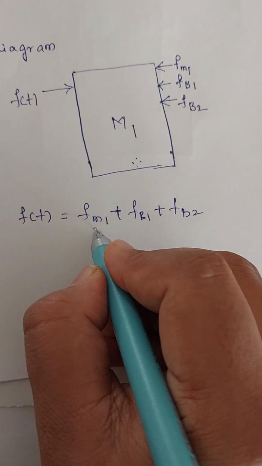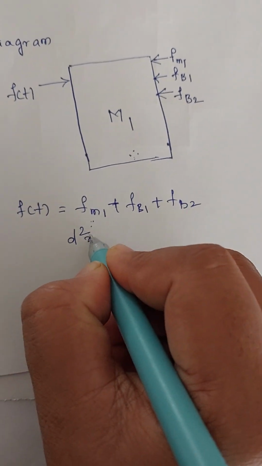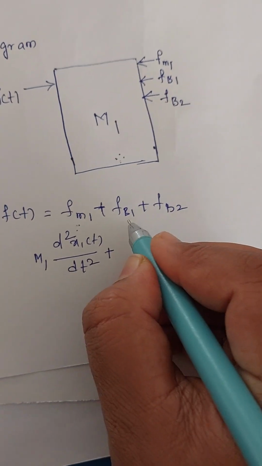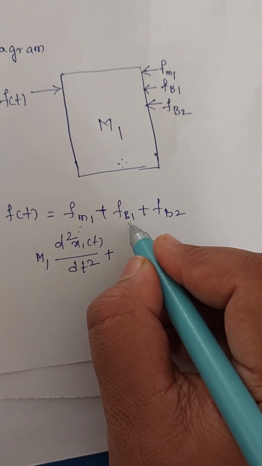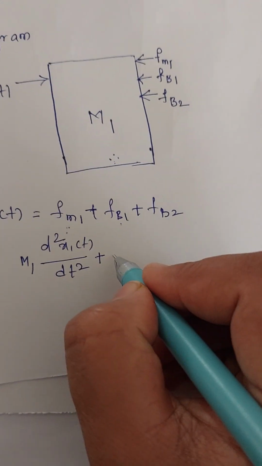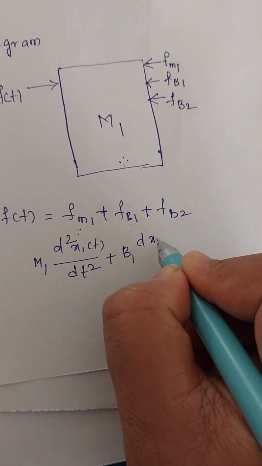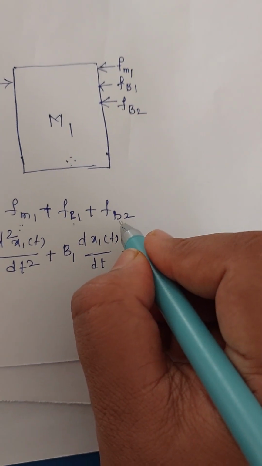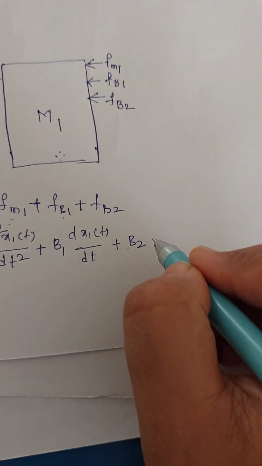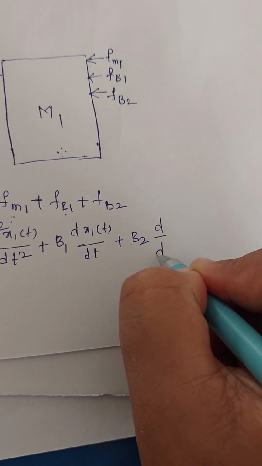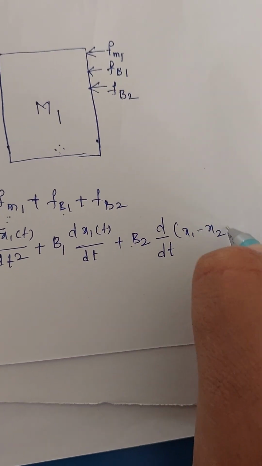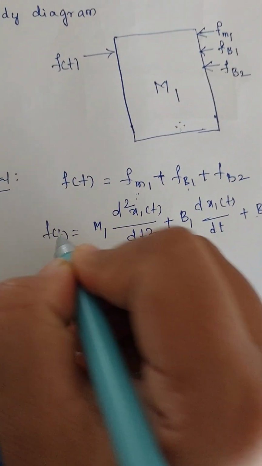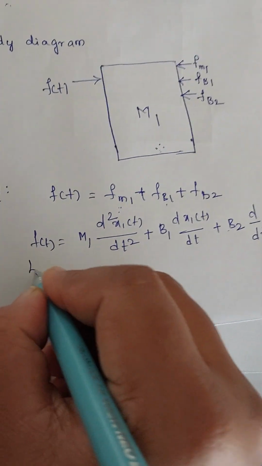So now how to replace the force m1? Fm1 is replaced with m1 d square x1 of t by dt square, plus b1, which was connected individually between the mass m1 and the rigid body, so we write b1 dx1 of t by dt, plus b2, the element connected between the two masses m1 and m2, so we write b2 d by dt of x1 minus x2. This was F of t, and now we are going to apply the Laplace transform.